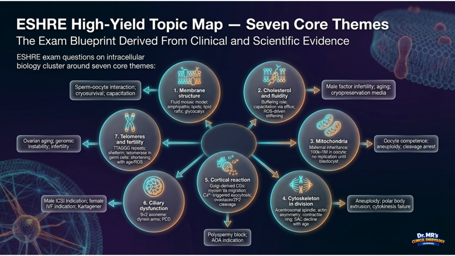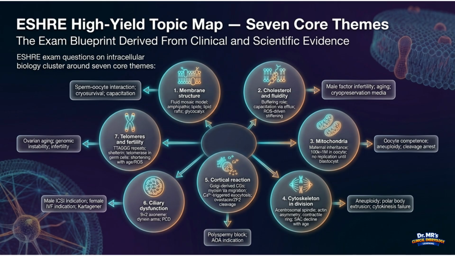Theme 6. The cortical reaction. Cortical granules are modified lysosomes generated by the Golgi apparatus. Right. We must transport them to the membrane. The specific motor protein for this localized delivery is myosin 5A. Myosin 5A walks along the actin filaments carrying the granules to the cortex. And when the calcium wave hits, they exocytose.